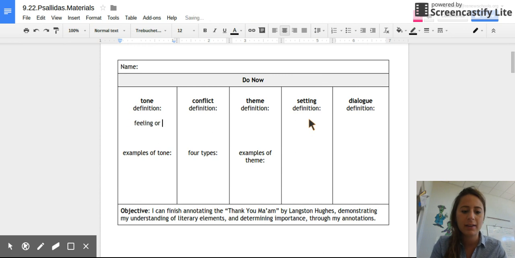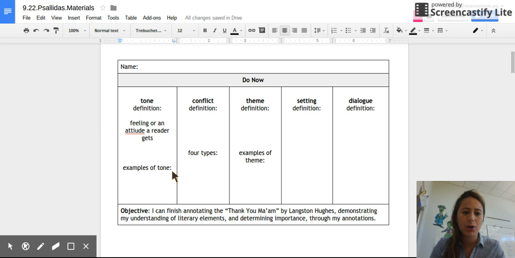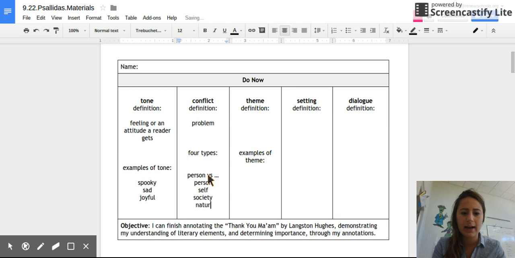Tone is a feeling or attitude a reader gets when reading a text. An example of a tone of a text could be spooky, sad, joyful. Go ahead and come up with a few on your own. And then another word for conflict is just problem. Make sure that you just have problem written down. And you guys know that the four types are person versus person, self, society, and nature.